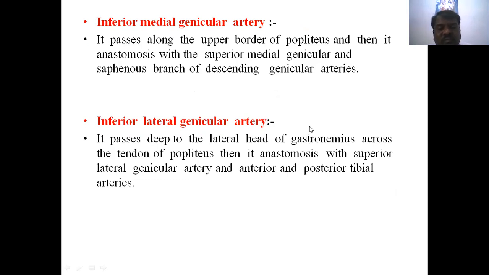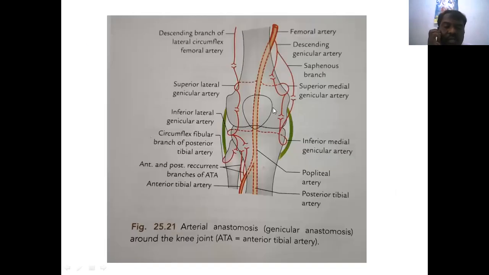See this diagram. Here we can identify the popliteal artery. This popliteal artery gives this superior medial genicular artery, this is the superior lateral genicular artery, and here also the inferior medial genicular artery and the inferior lateral genicular artery. These arteries are again divided into ascending and descending branches. Here also we can identify the ascending and descending branches.